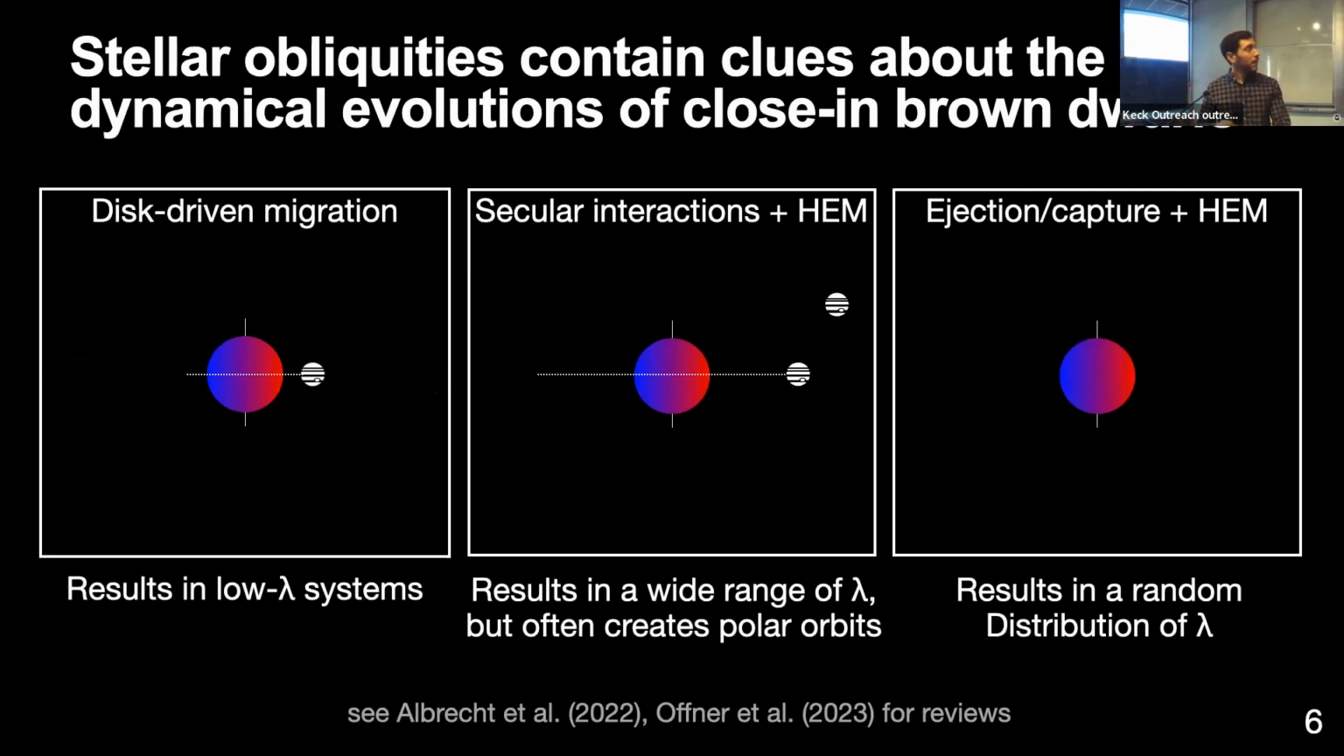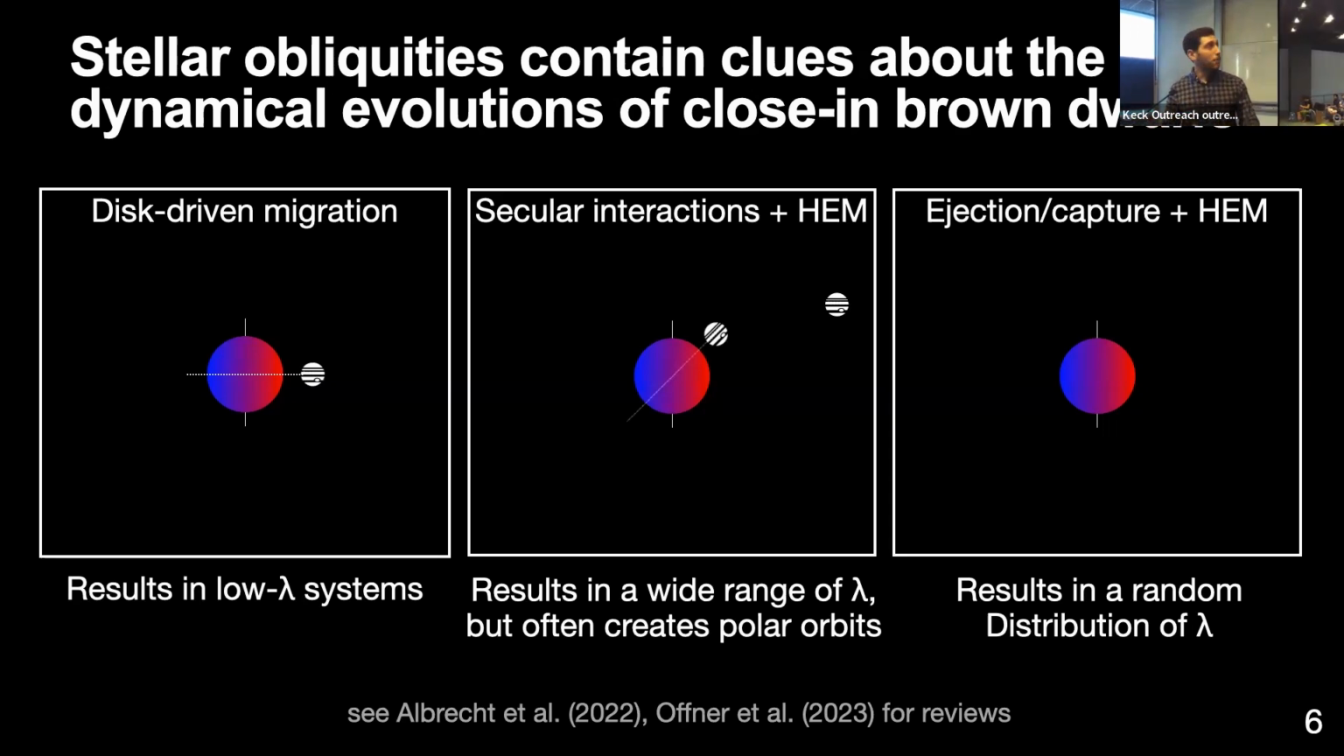The second mechanism is similar to how we think hot Jupiters got to their close-in orbits. You have another massive body in the system that causes the orbit of your brown dwarf to become very eccentric and very inclined. Then when it gets eccentric enough, it can interact tidally with the host star at periapsis. Tidal dissipation starts happening and the orbit shrinks and circularizes. This should result in a pretty wide range of obliquities, but it has a particular preference towards nearly polar orbits, it turns out.